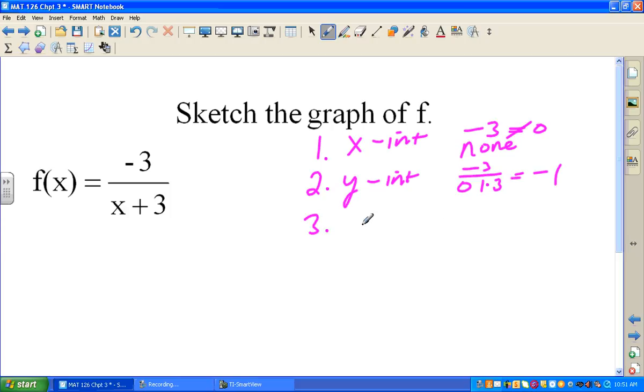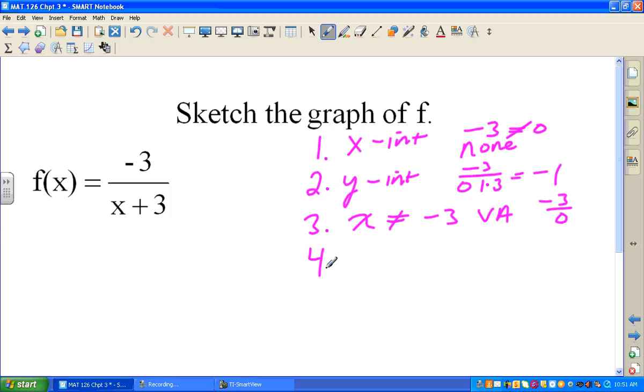Domain. X cannot equal what? -3. And is that going to be a vertical asymptote or a hole in the graph? Yeah, vertical asymptote. Because if you put in -3 you get -3/0, so it's going to be a vertical asymptote at -3.